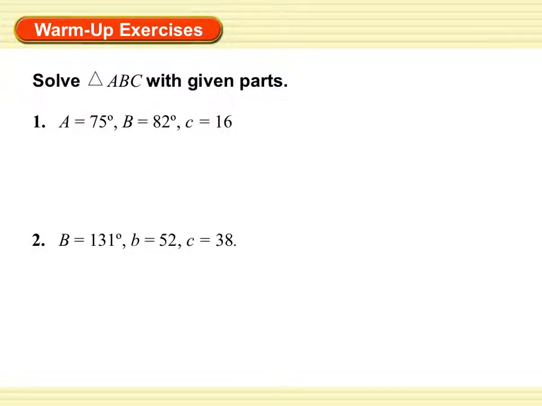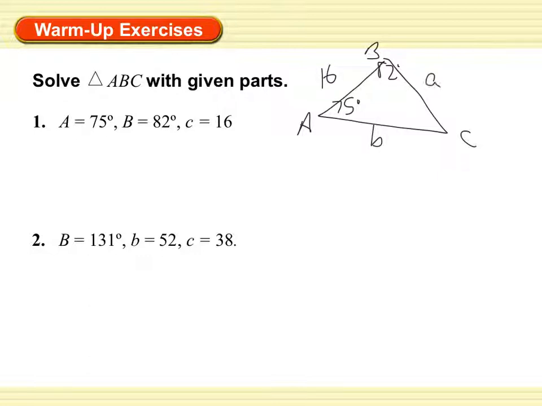Let's try a little warm up. This right here, I wasn't sure what to do, so oops. First I turn on my pen. I draw a little triangle, A, B, C, and label it 75 degrees, 82 degrees. C is across from C, which is 16. We don't know B and we don't know A.